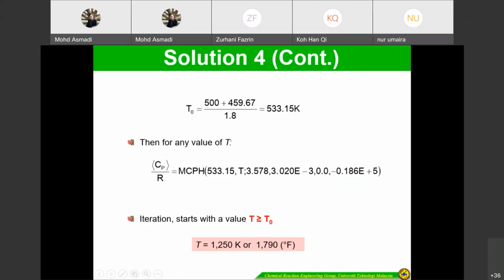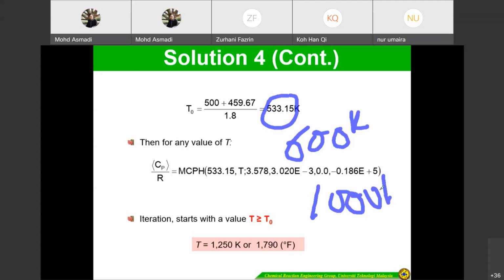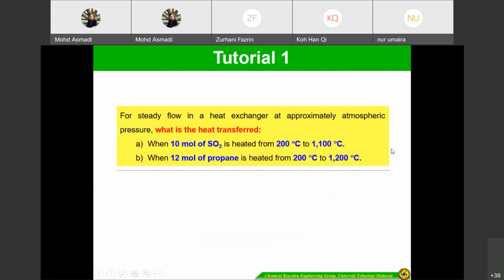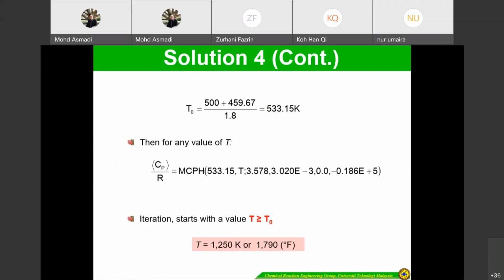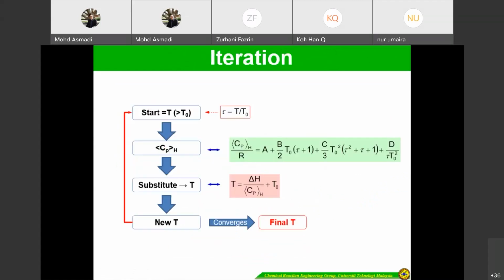For iterations, we have to start with T more than T naught, since if you look at here, that temperature is around 533. So you can start with maybe 600 Kelvin or 1000 Kelvin, it's up to you. And then you do the iterations, just like this one. Just substitute into this equation.